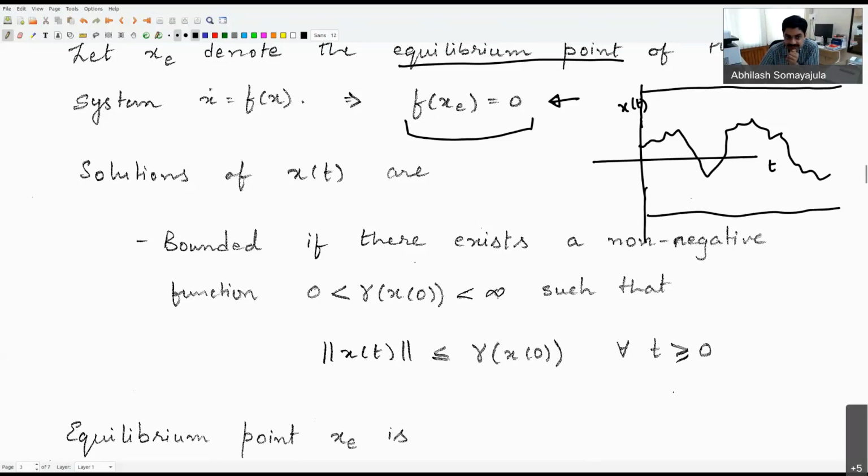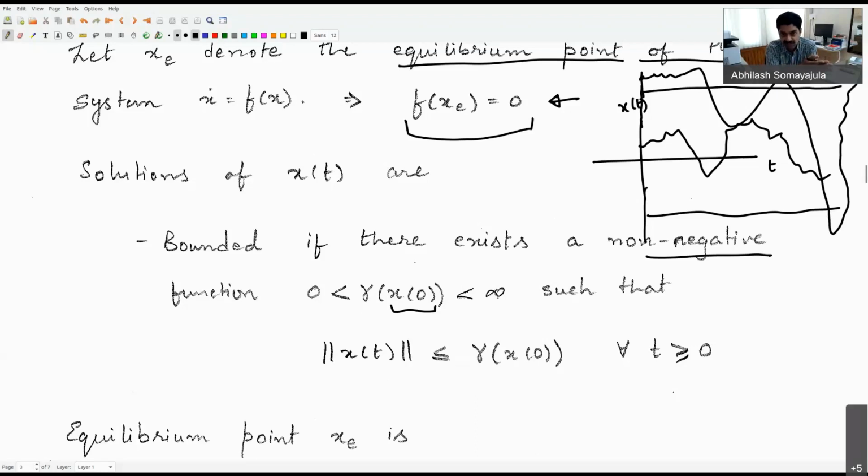And notice here that this bound may actually depend on where I initially started. Because I may actually start off sometimes here and then my bound may look slightly different. This might be my new bound, depending on where I start off. So that is possible. Such functions are also still called bounded as long as for any chosen initial condition, I can formulate a function gamma such that gamma of x of 0 provides a bound for the system as it evolves further in time.